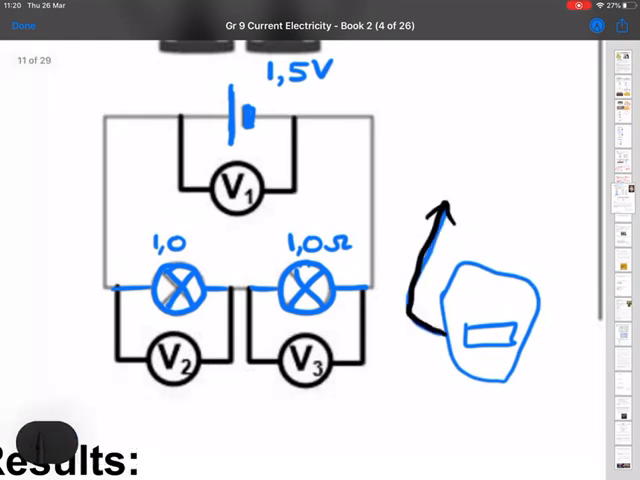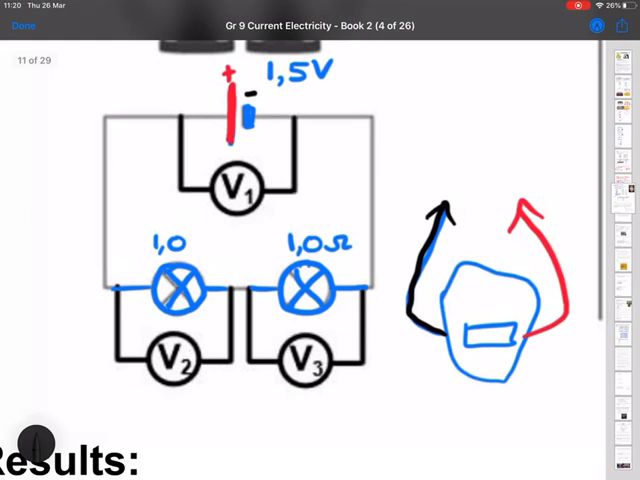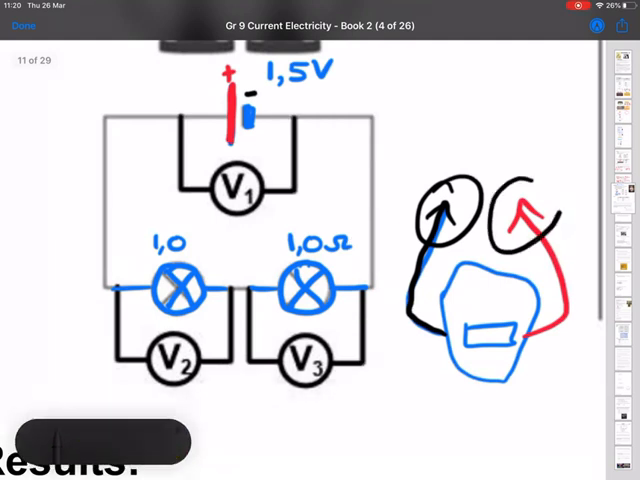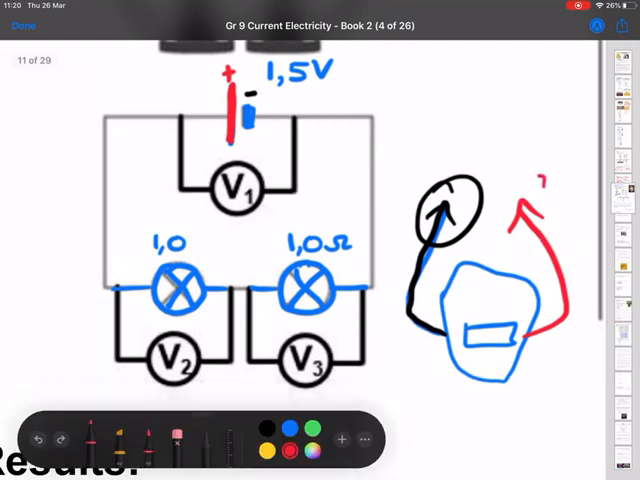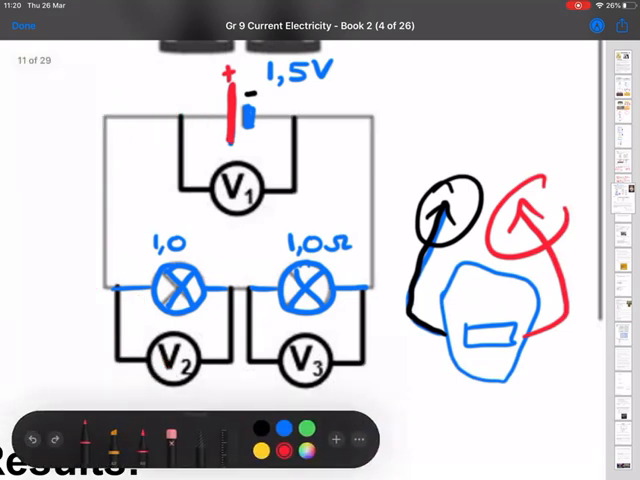Remember, it's got the black lead, and it's got the red lead. This is the positive side of your cell, and this is the negative side of your cell. Make sure that your black lead gets connected anywhere on the negative side of your circuit, and the red lead gets connected anywhere on the positive side of your circuit.